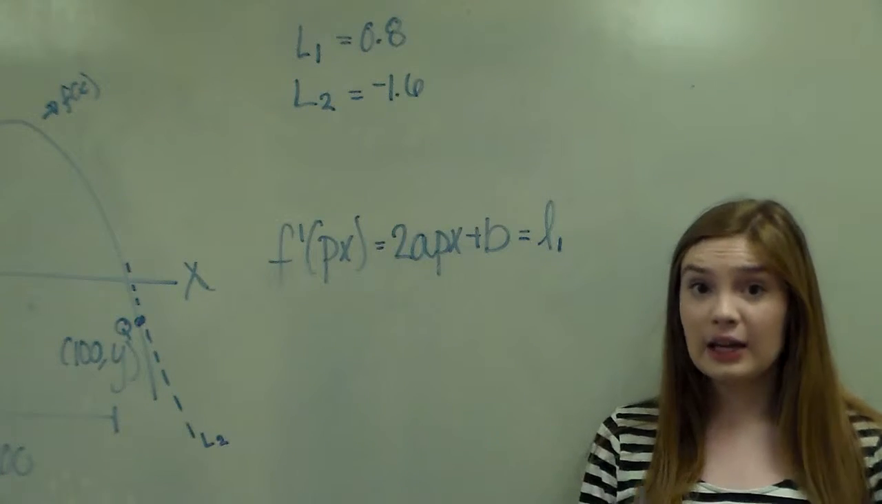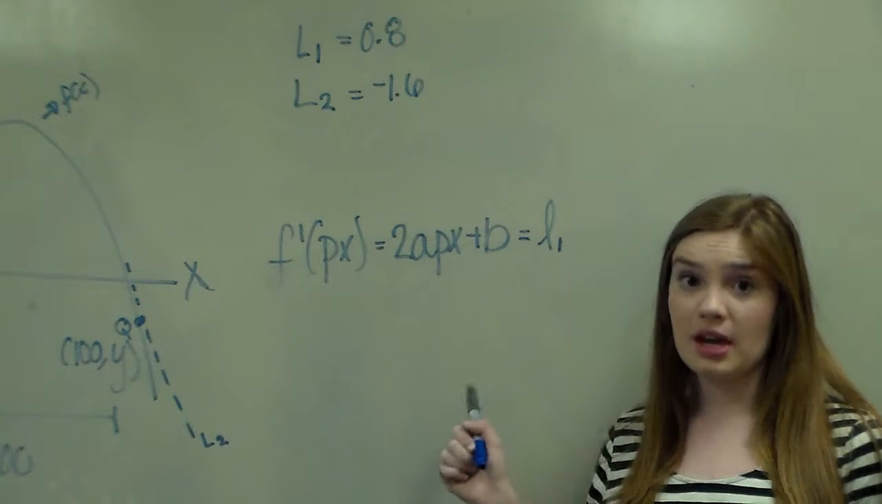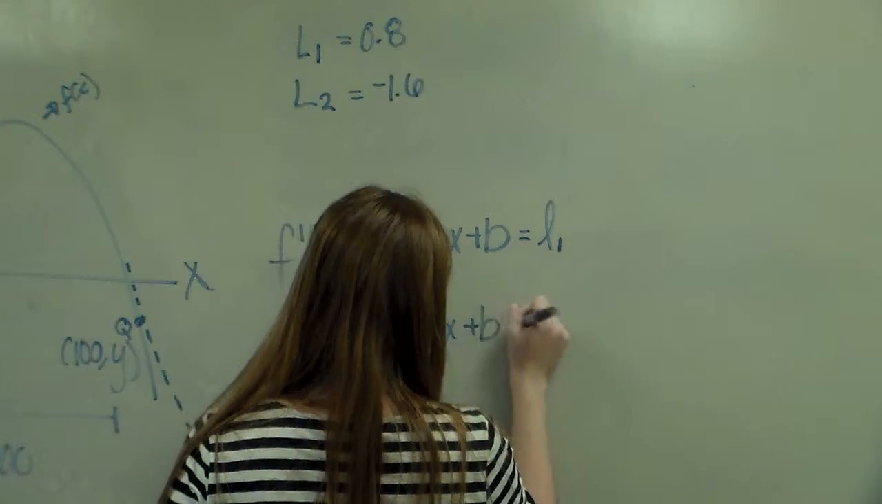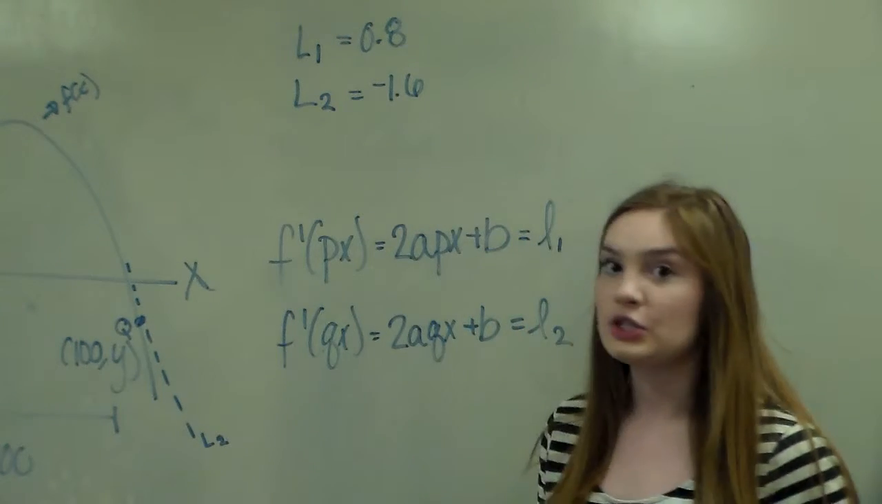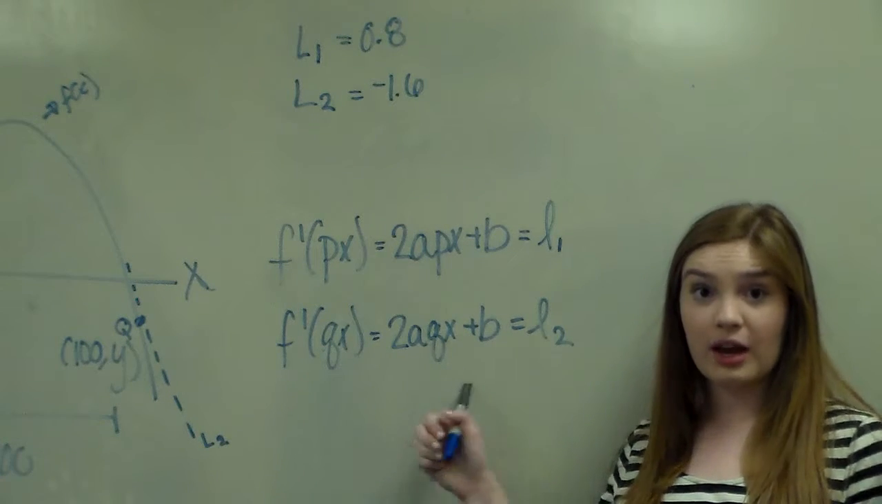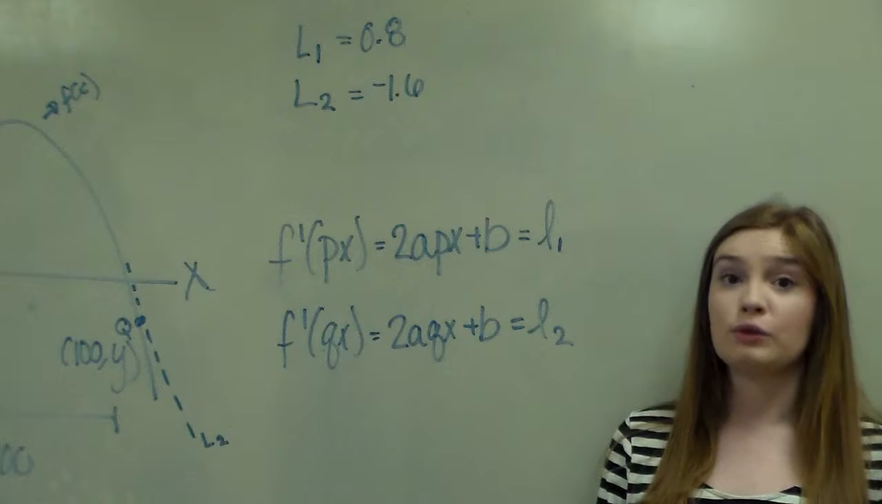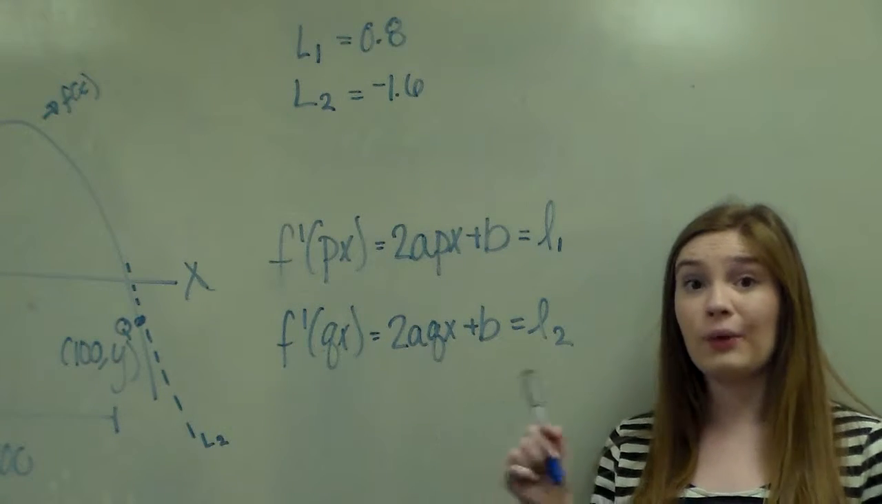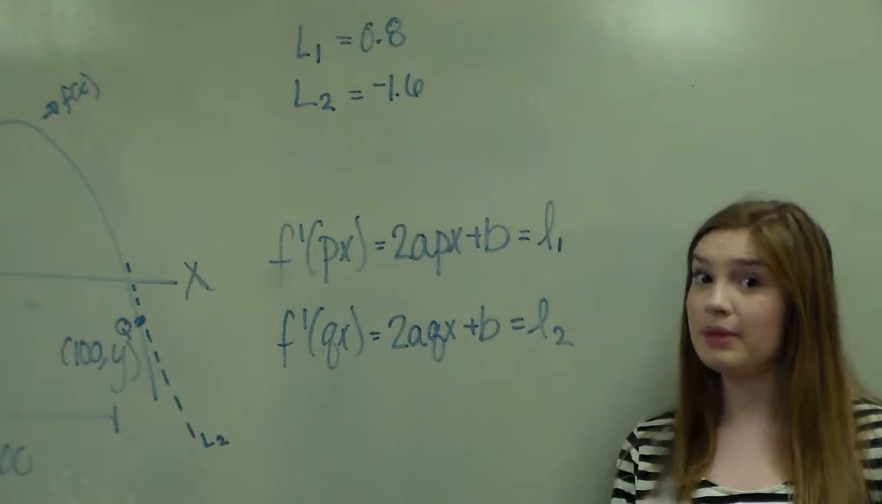Now we're going to make our second equation, which is basically going to be the same thing, but for point q of x. And we're going to set it equal to L sub 2. So now you see we have q of x right here, and before we solved for q of x, which was 100 plus p of x. So we're going to substitute that in so we have only one unknown x value, which would be p of x.